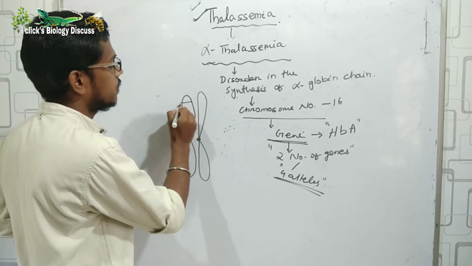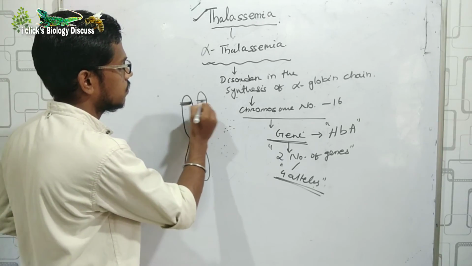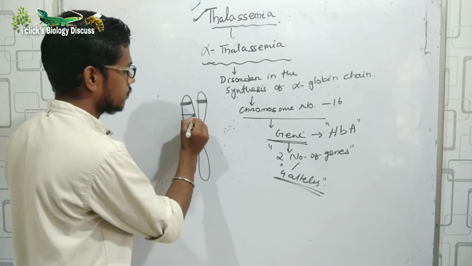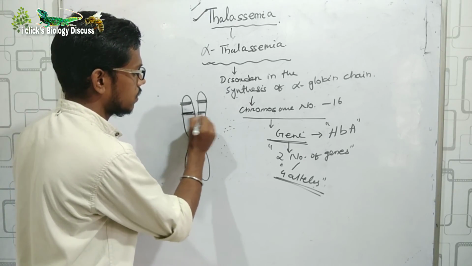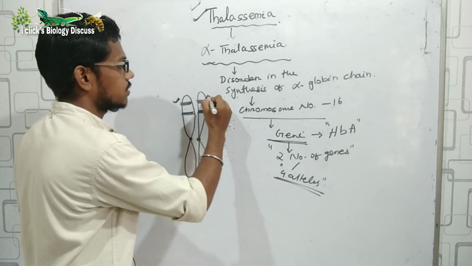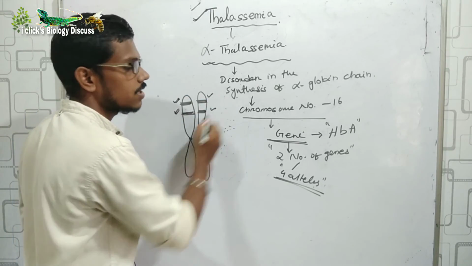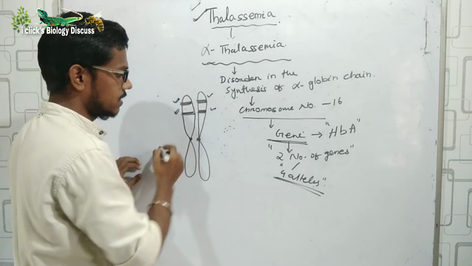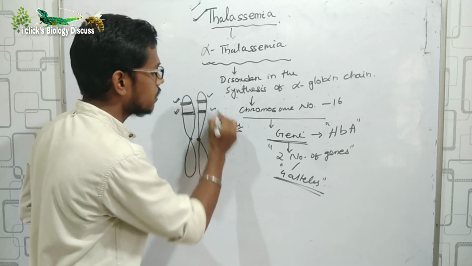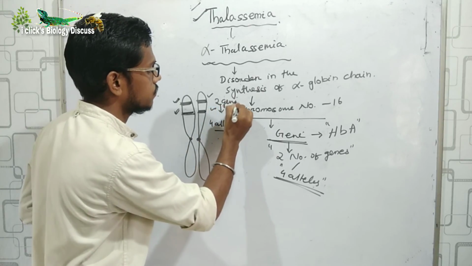Okay, and this is one allele, this is another allele, this is another allele, this is another allele. So there are 4 alleles and 2 genes.